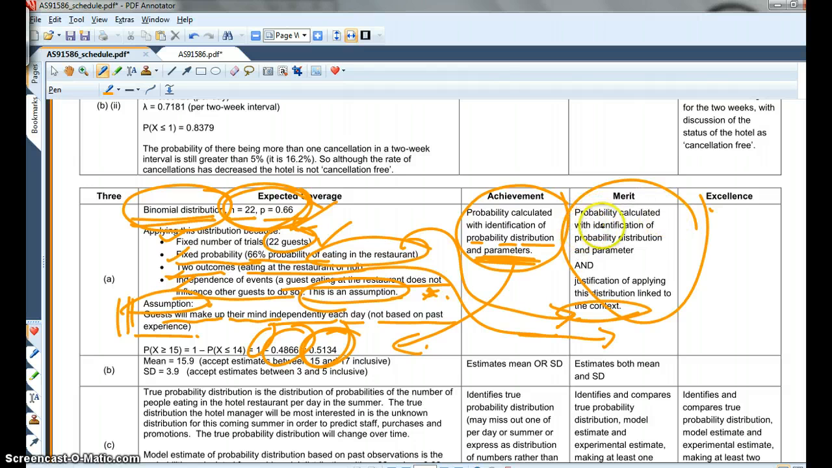Probability calculation with identification of probability distribution and parameter, that's the same, and justification of applying this distribution linked to context. Okay? Applying this distribution because... So if you don't link to context, you're not going to get merit. You could list all those outcomes and not get merit because you didn't link it. Okay. Cool. Next question.